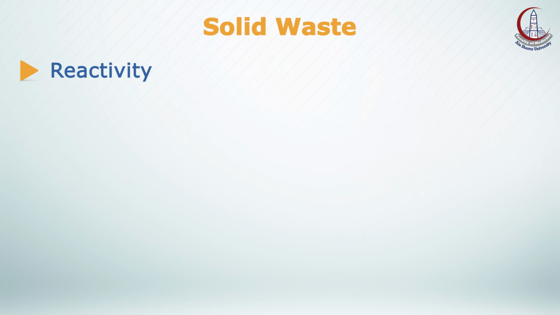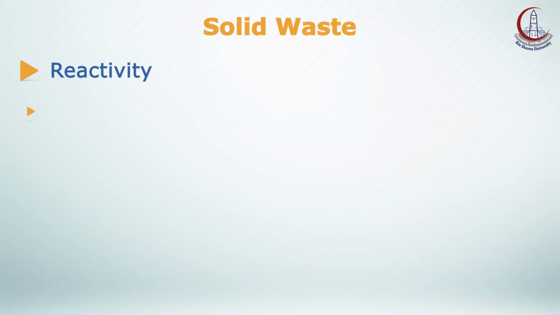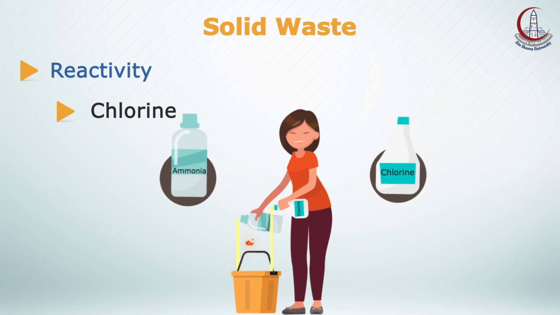Reactivity means that a chemical is capable of reacting with other chemicals in air or water, causing an explosion or release of poisonous fumes. For example, chlorine. Many people have been injured in their homes by mixing chlorine bleach and ammonia when cleaning.